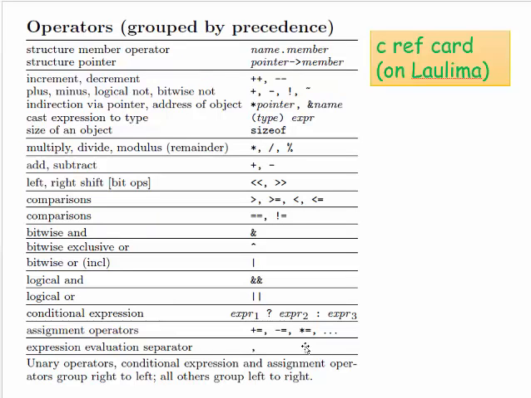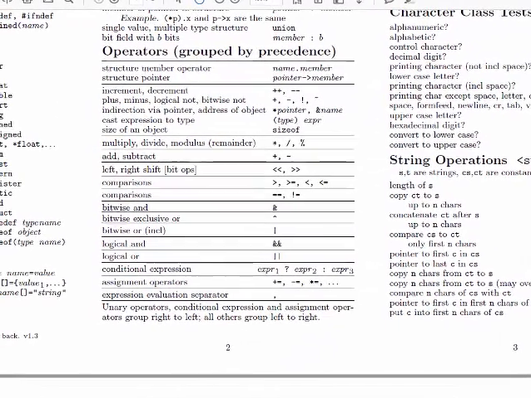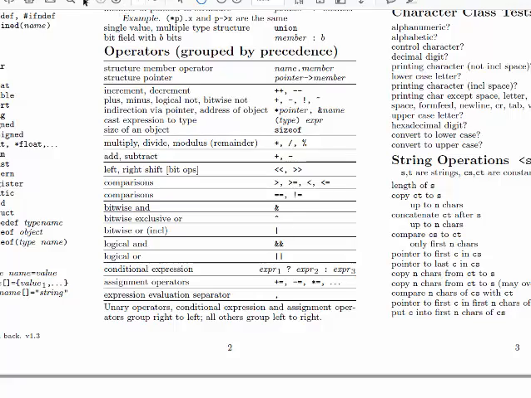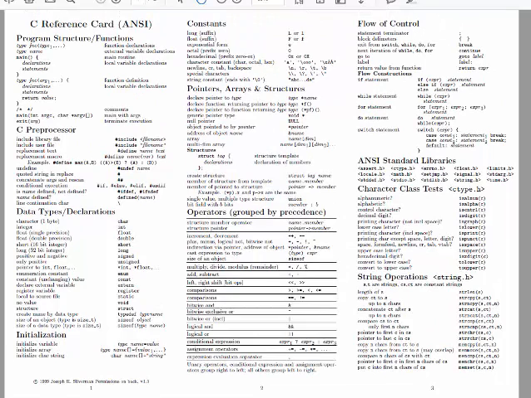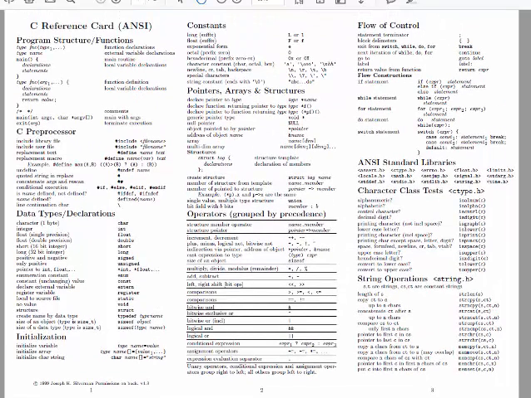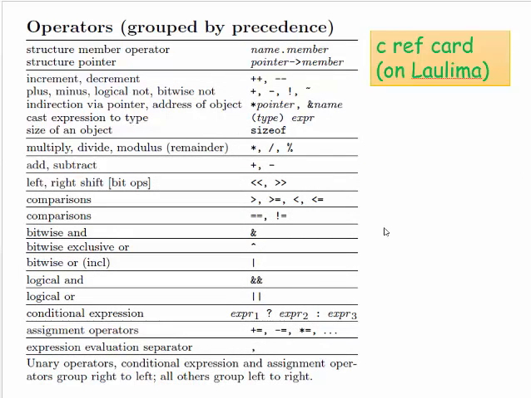So a little bit about the precedence, the order that things are performed in your if statement. I took this from your C reference card. Remember, I pointed out in the last YouTube that on Laulima, I've uploaded this C reference card. Yes, the C reference card for ANSI C standards. And there is a section about operators with precedence, and so I pasted it here bigger for you to see.